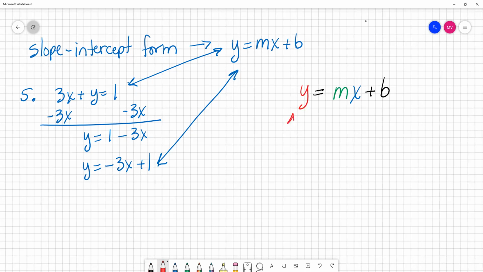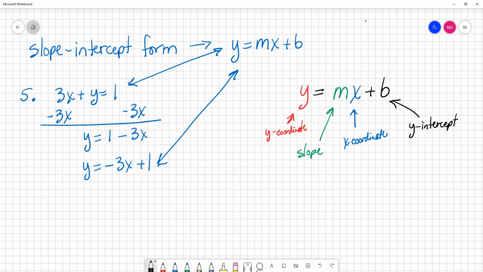So y is just the y coordinate, and a line has infinite y coordinates, right? Whichever one matches the x coordinate. Let me keep the color coordination going here. Andrew missed this day. This is your slope. And then this is your y-intercept. That is, at what point on the y-axis does this line cross the y-axis? That's what y-intercept is.